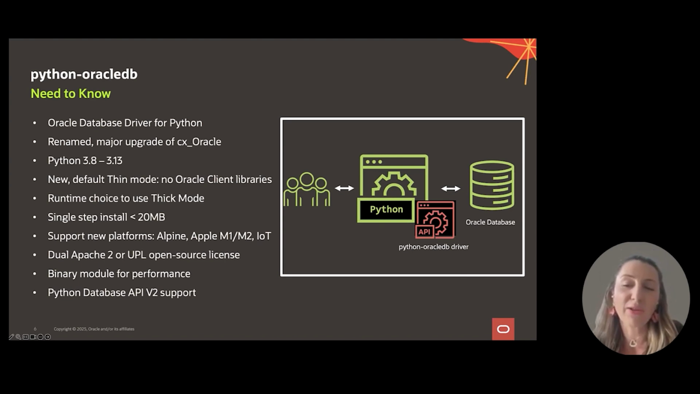database API v2 specs in both thin and thick modes, which means that it works with frameworks and ORMs such as SQLAlchemy, Django, Pandas, and so on. The driver is still open source using GitHub for its repository, and the license got updated to Dual Apache 2 and UPL.